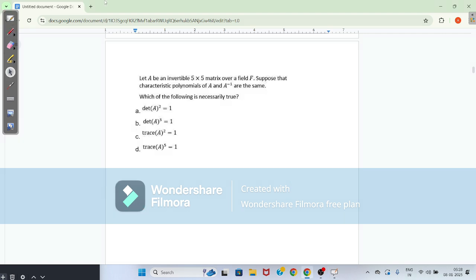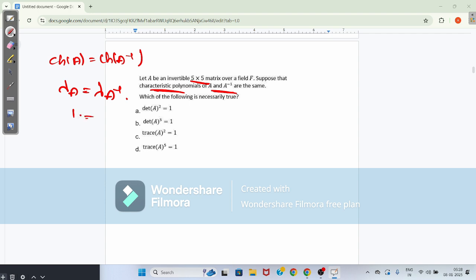Now given here, A is an invertible 5 cross 5 matrix in the field. Suppose A and A inverse have the same characteristic polynomial here. So characteristic of A is equals to characteristic of A inverse. So eigenvalue of A is equals to eigenvalue of A inverse. So if this equals to 1, this is also equals to 1 here. Consider A is equals to I. What will we get here?